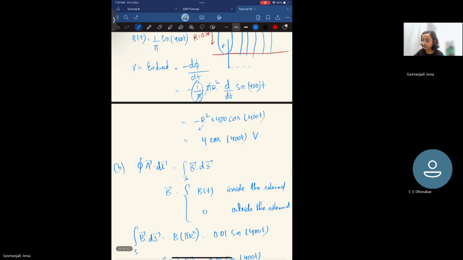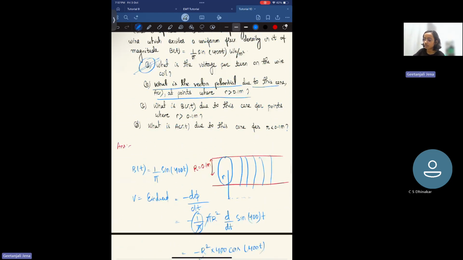For the C part, what will be the magnetic field due to this core for points r greater than 0.1? This you can easily guess, because the magnetic field outside is 0. So the answer for this is 0.